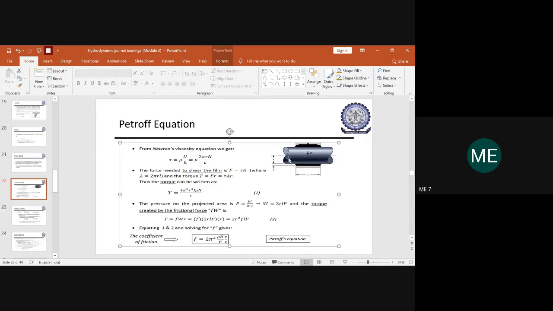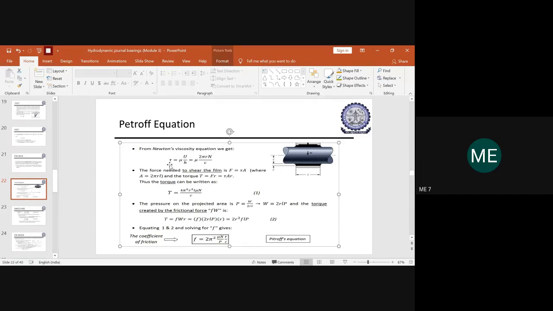So here you can see the shaft, this is the length of the bearing, this is the radius of the shaft, and this is the clearance. The value of C will provide you the clearance between the bearing and the shaft. This distance is denoted by small c, the radial clearance between the journal and the bearing, and small l will be the length of the bearing. These are the terminologies you have to understand, and this is the direction in which the load is acting across the center. To start, we will write down the Newton's viscosity equation.